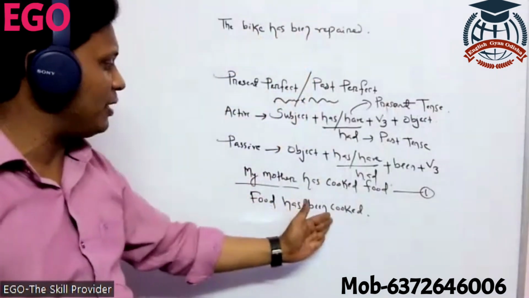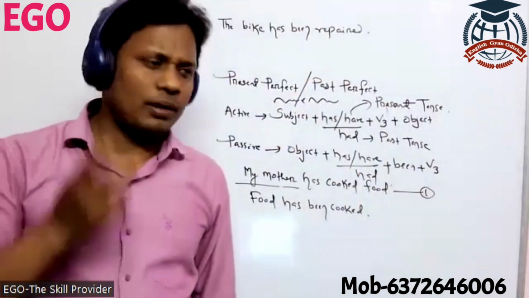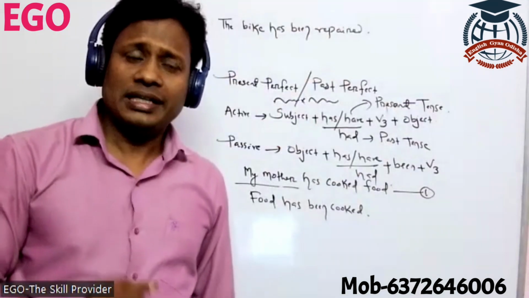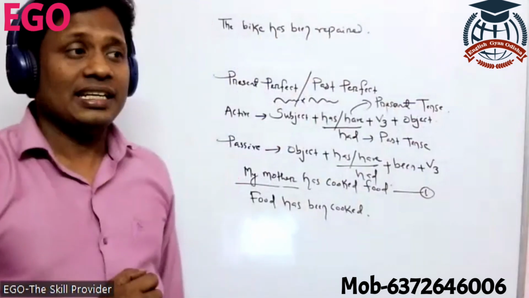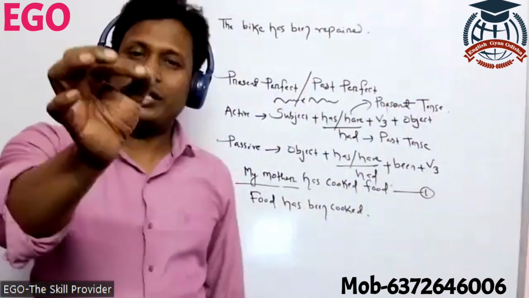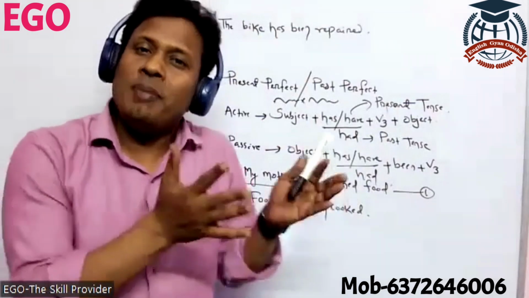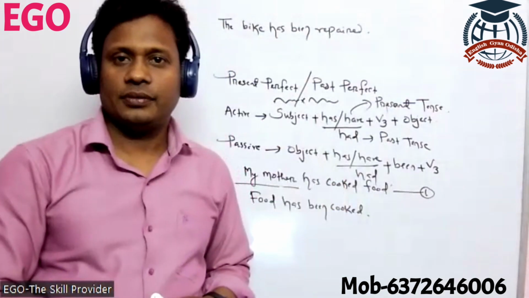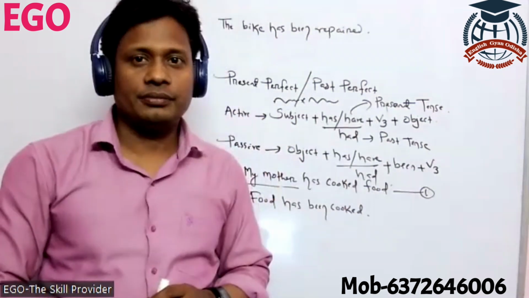Look at the things. Food has been cooked. Bike has been repaired. Where do I use the by clause? Are you getting my point? You are converting active to passive. Don't use the by clause. By clause is essential whenever you are trying for written communication. It is mandatory there. But we are not trying to speak it. Whether it is required, it's not required.